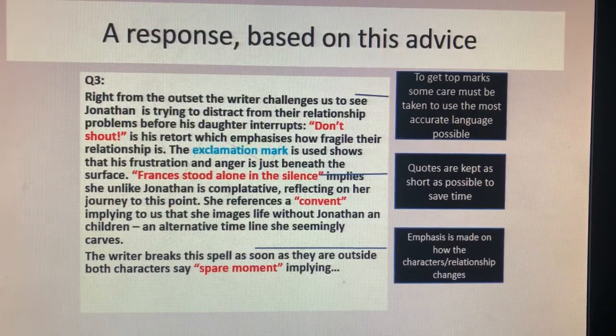I've spent a bit of time here thinking, or as much time as I'm able to, about the wording used here to make sure it's as accurate to the quotes as I possibly can. For example, don't shout is his retort, which emphasises how fragile the relationship is. I could easily have said, don't shout shows Jonathan is shouting, which shows he's angered by Francis. Well, that wouldn't be quite accurate, so I've thought about my wording to show that I fully understand exactly what's going on in their relationship at this point in the text.